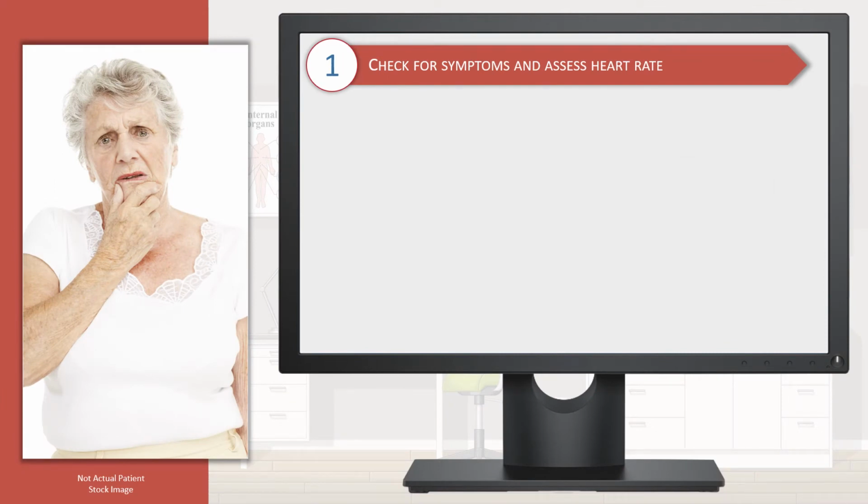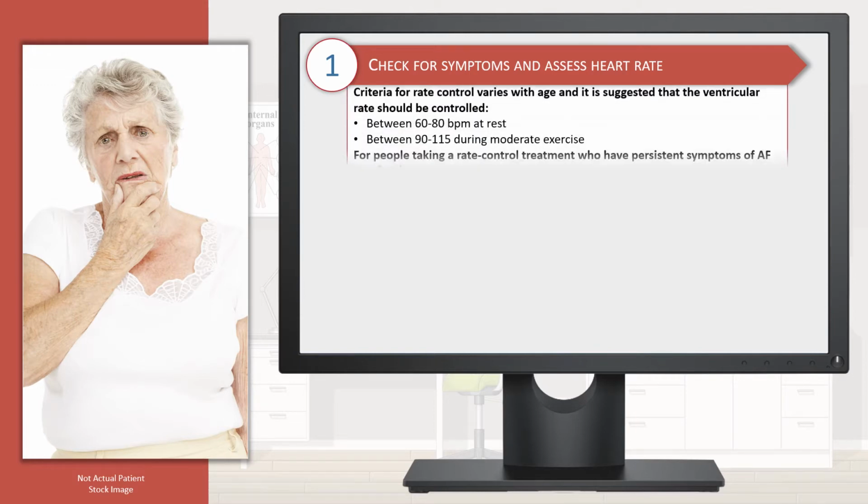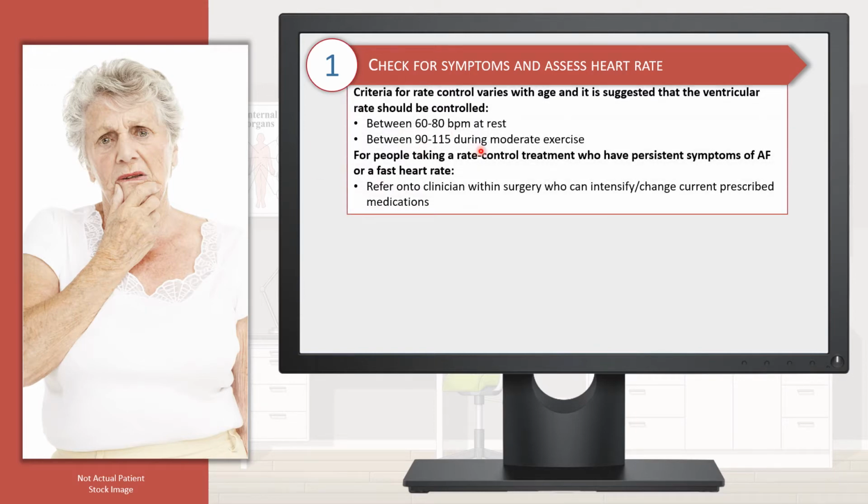So let's start with checking for symptoms and assessing heart rate. And let's have a look at what NICE tells us. Well, what NICE is saying is that at rest, we would expect Anne to have a pulse somewhere between 60 to 80 beats per minute. We also don't want it to be irregular, so we need to check a pulse.